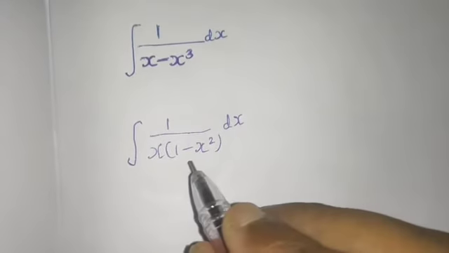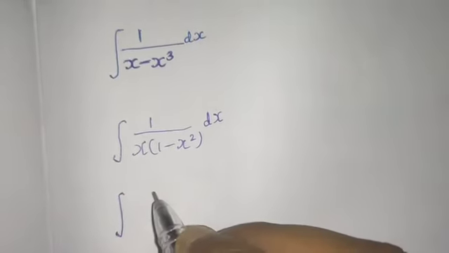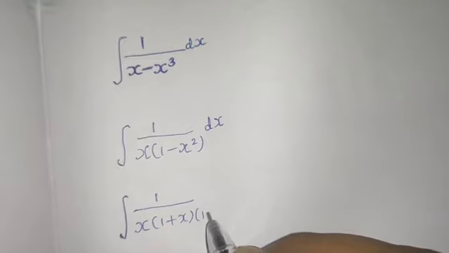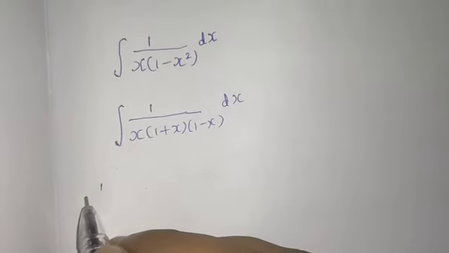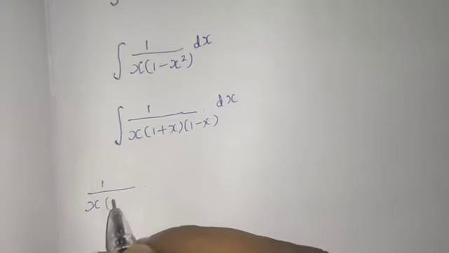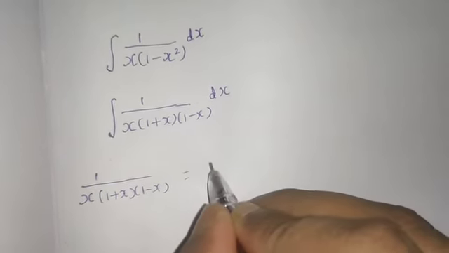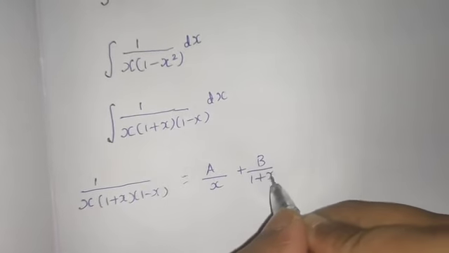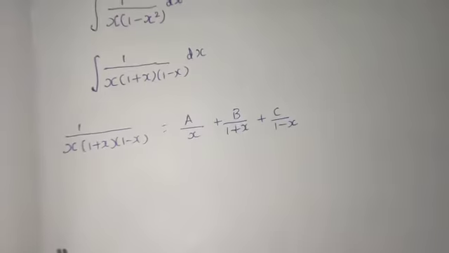Fine. Now 1 minus x square, a square minus b square, so a plus b, a minus b, 1 plus x and 1 minus x. Now we can use the idea of partial fraction for 1 upon x, 1 plus x and 1 minus x: A upon x, B upon 1 plus x, C upon 1 minus x.